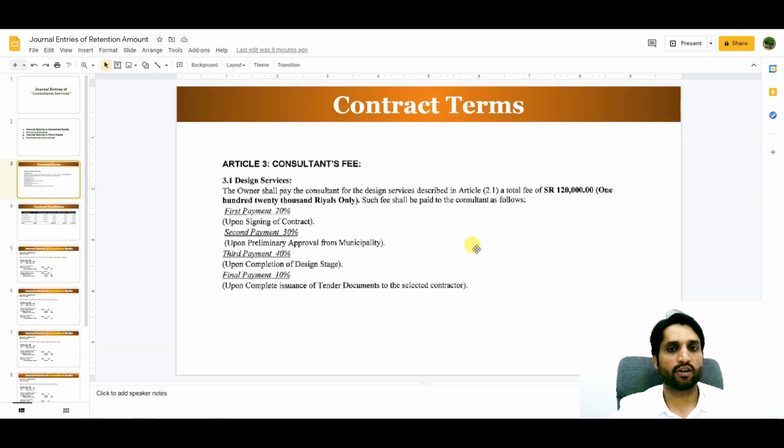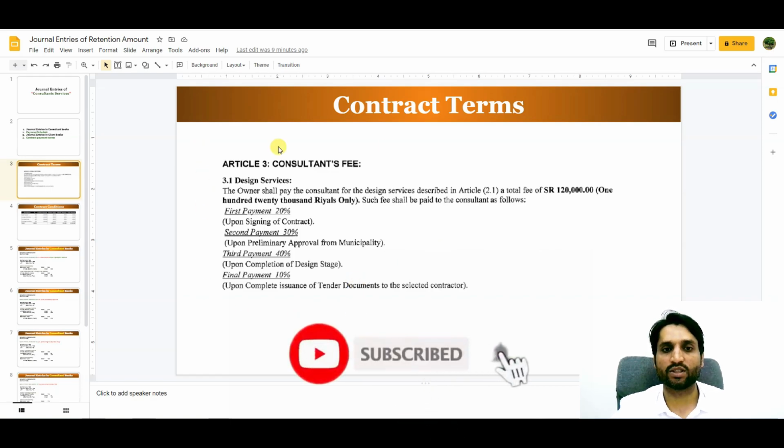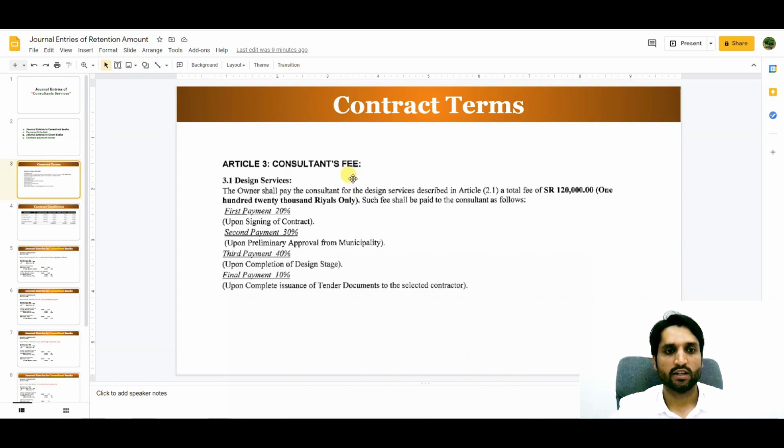So let's start. I have here a contract picture. I have taken a screenshot of the payment terms, the consultant fees, from a contract. This is a designing consultant who is designing buildings, working in CAD and designing the building maps. Here the terms are: first payment 20% upon signing the contract, second payment 30% upon preliminary approval, third payment 40% upon completion of design stage, and the final payment is 10% upon issuance of complete documents.